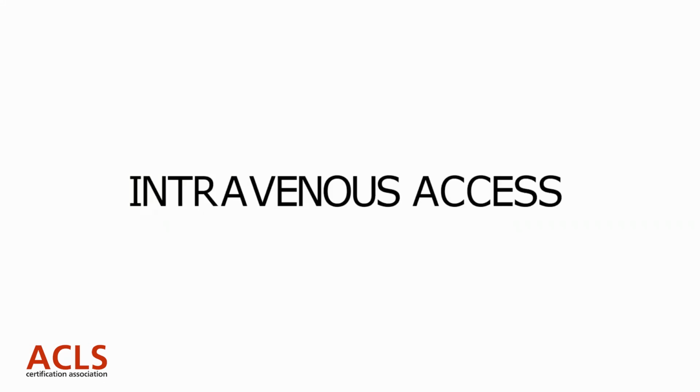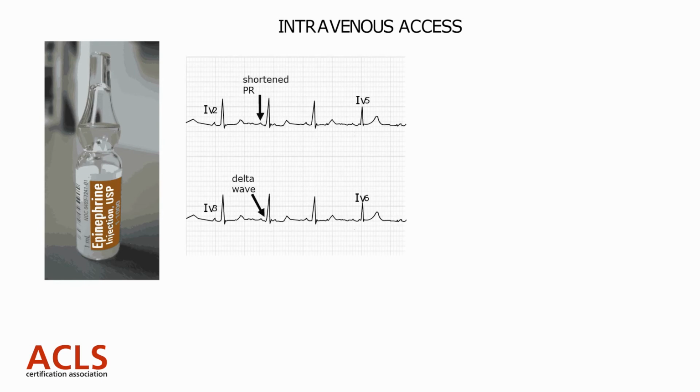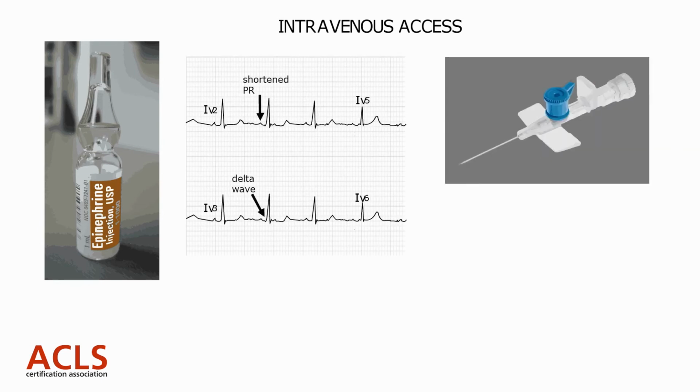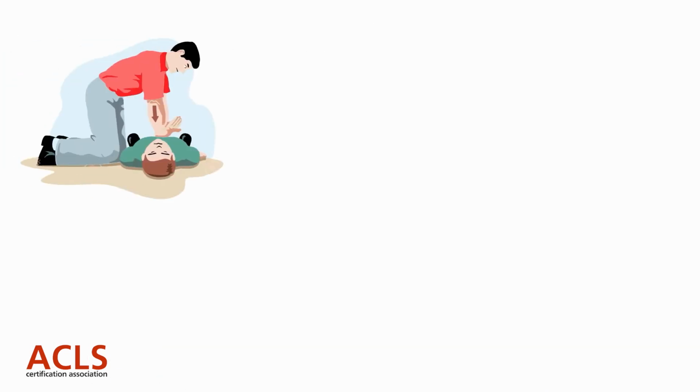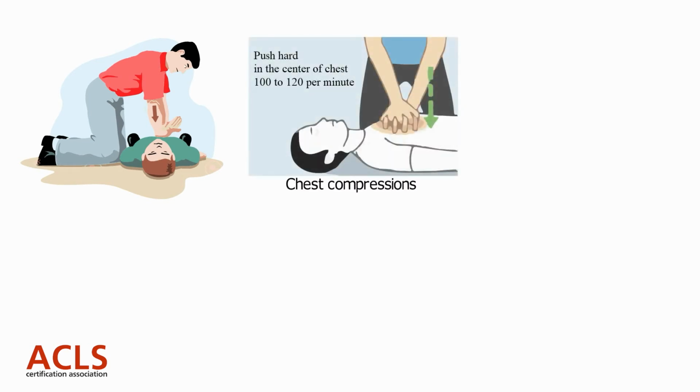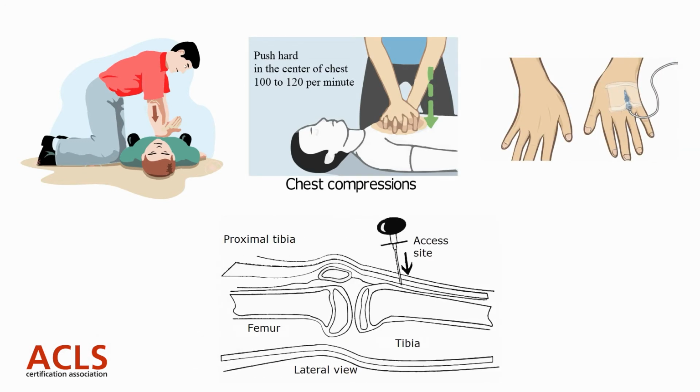Intravenous access. The purpose of epinephrine and other antiarrhythmic medications is to facilitate a perfusing spontaneous rhythm. An intravenous cannula or intraosseous cannula can be used to rapidly deliver fluids and medications into the central circulation during CPR. Consider inserting an intravenous cannula after providing the first shock, while minimizing interruptions in chest compressions. If intravenous access is not feasible, use intraosseous access.